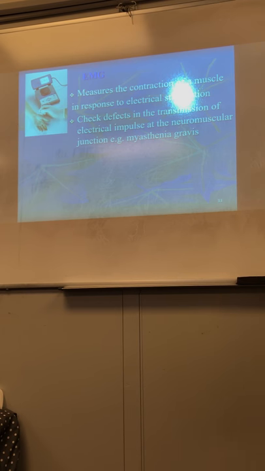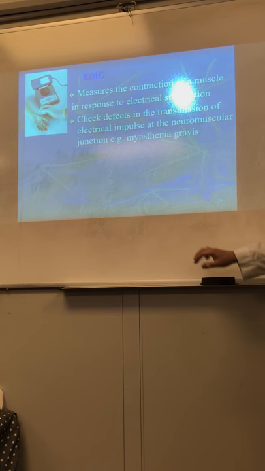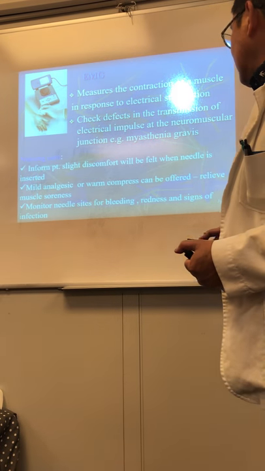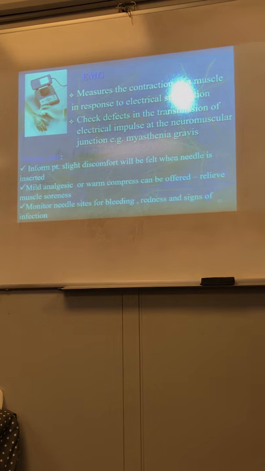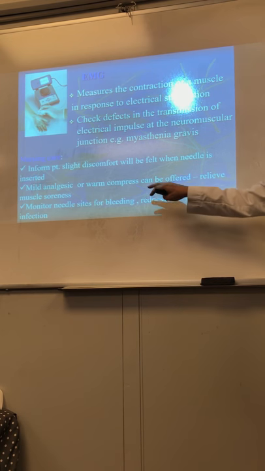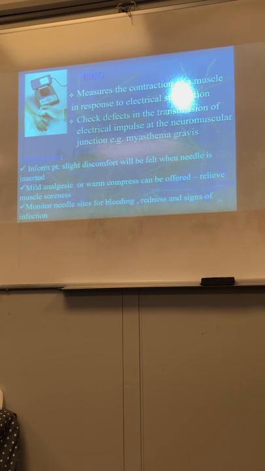Because I was going to ask you what you know about it, what the defect is. Basically, the defect here is a problem with the acetylcholine. Remember, acetylcholine is the neurotransmitter, right? So there could be a problem with transmission if your neurotransmitter is deficient. So, nursing intervention, you inform the patient that there will be a little pain or discomfort when you insert the needle, and you could give mild analgesic, warm compress, and of course you monitor the site for bleeding.